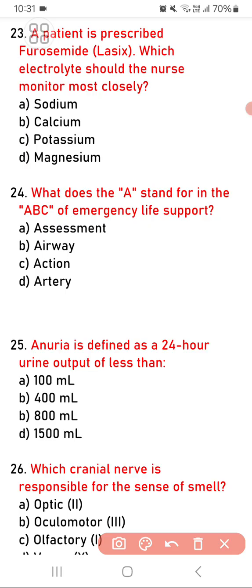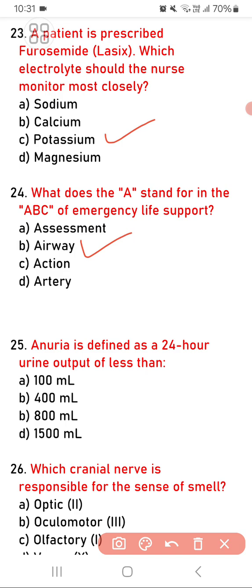A patient is prescribed furosemide Lasix. Which electrolyte should the nurse monitor most closely? Potassium. What does the A stand for in the ABC of emergency life support? Airway.